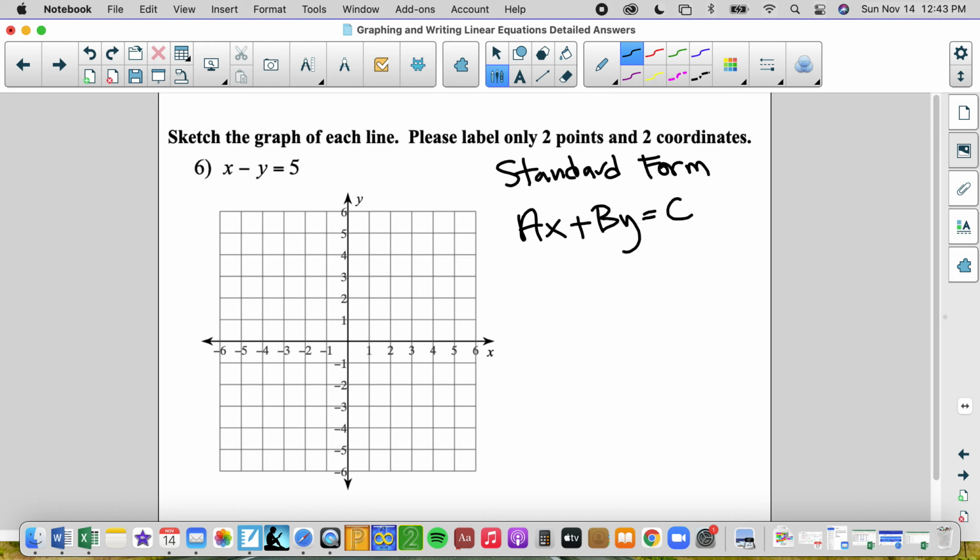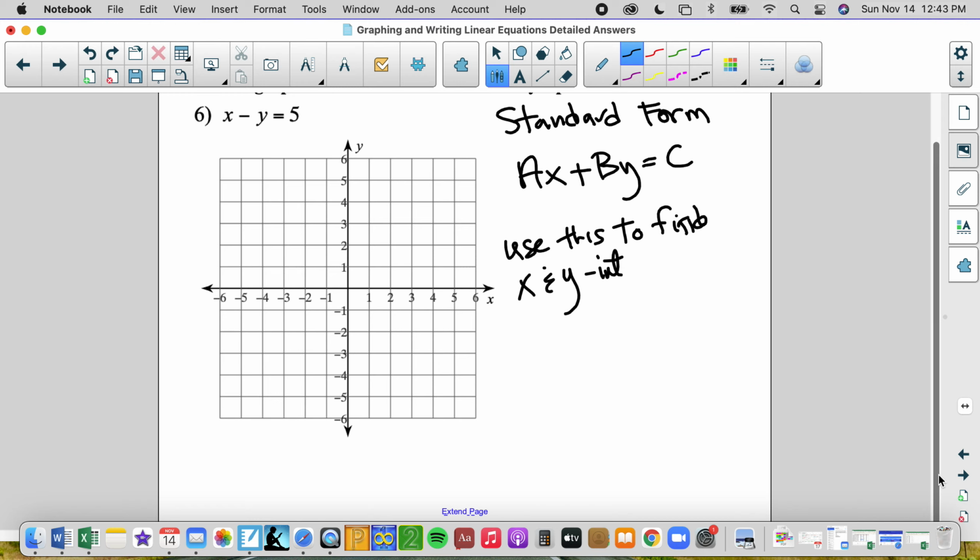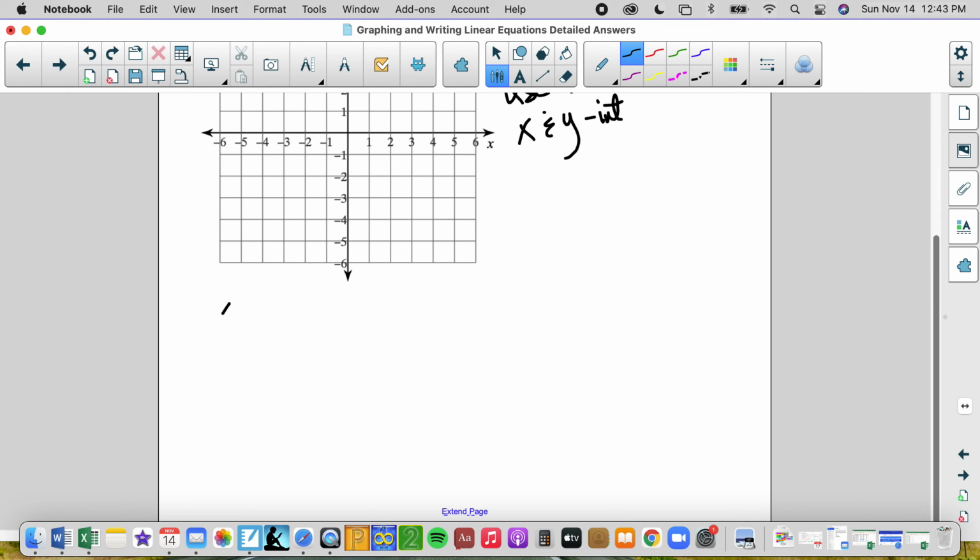And remember, we use this, not this, to find the x and y intercepts. This form is really conducive to x and y intercepts. Now, we need to remember a little something about the x-intercept.